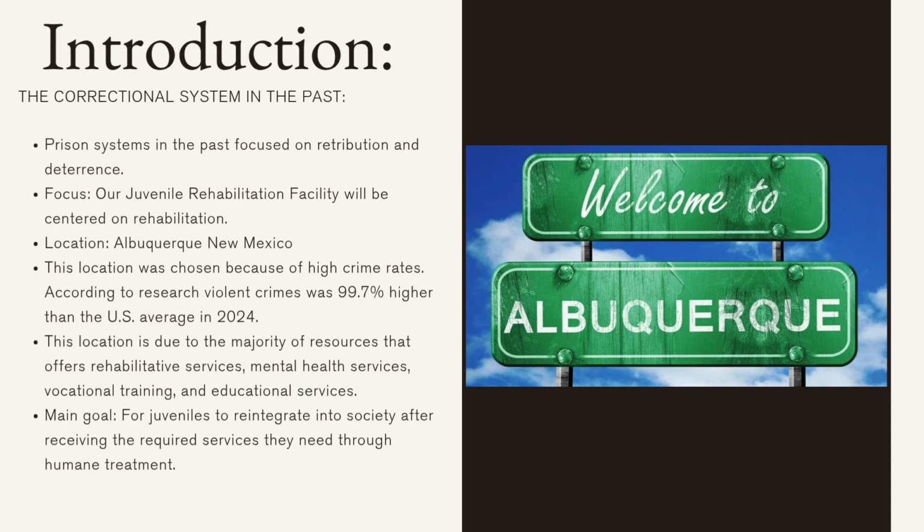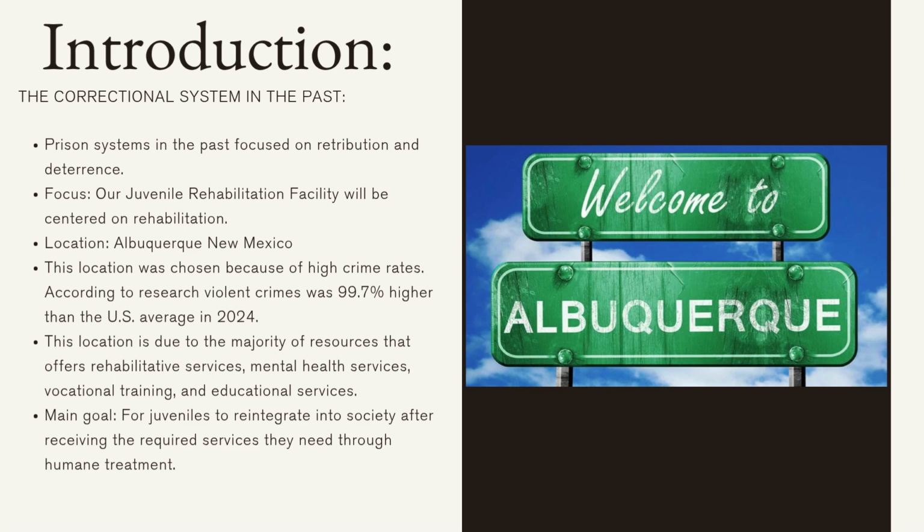Starting off with the introduction, it's basically just talking about the correctional system in the past and our juvenile rehabilitation facility. So the correctional system in the past has focused on retribution and deterrence as punishment. However, the focus for our juvenile rehabilitation facility will be centered on rehabilitation. For the location, we chose Albuquerque, New Mexico. This decision was chosen due to the high crime rates from the year 2024.